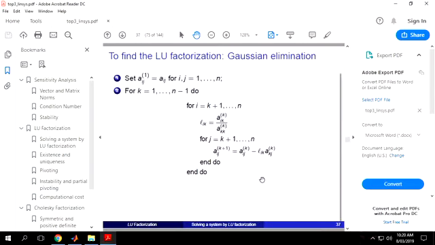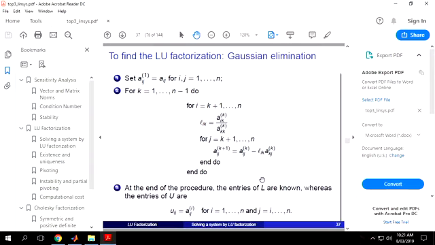Now, how do you find the LU factorization? Believe it or not, you've been doing it for years without knowing it. When you study first year linear algebra and you try to solve a linear system, you have to do the Gaussian elimination. Underneath the Gaussian elimination, what you are doing is computing the LU factorization. This is just an algorithm for the computer, but for you, exactly what you've done in first year linear algebra is computing the LU factorization.